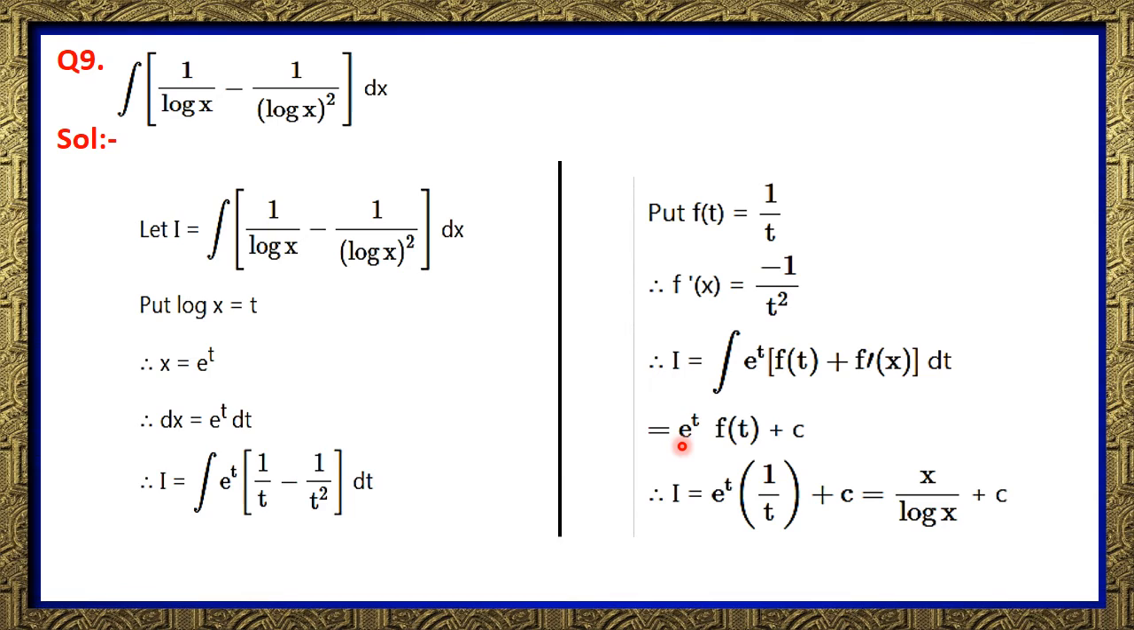Therefore the value of the integral is e raised to t into f of t plus c, where f of t is 1 upon t. Therefore, e raised to t is x, and 1 upon t is 1 upon log x. So x upon log x plus c is the value of the given integral.